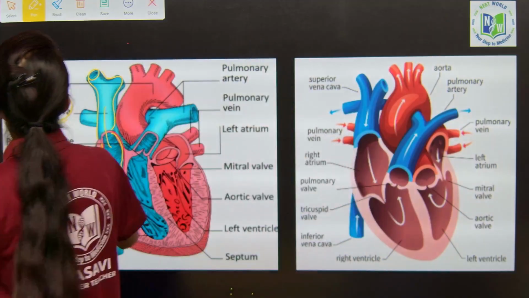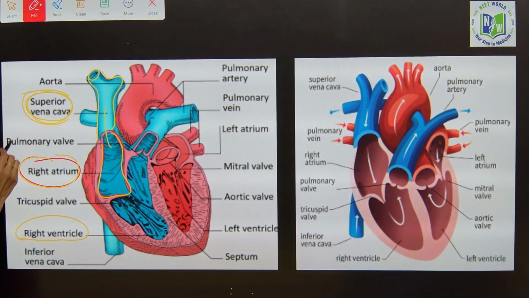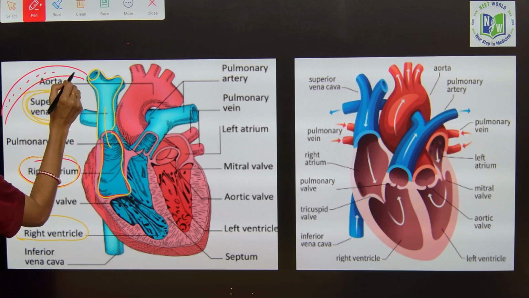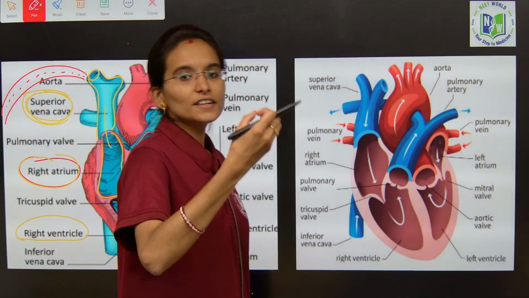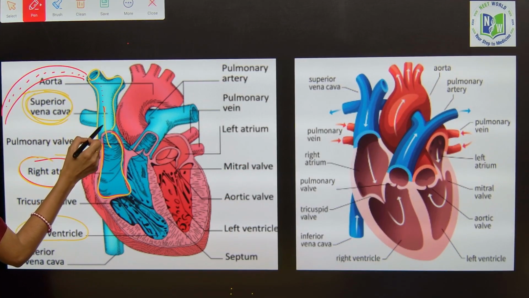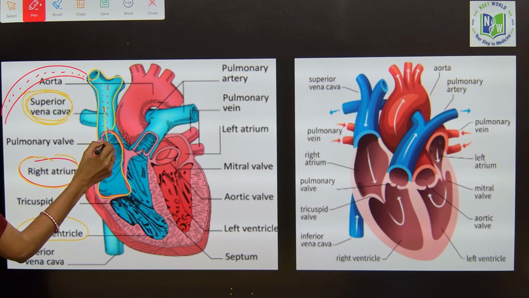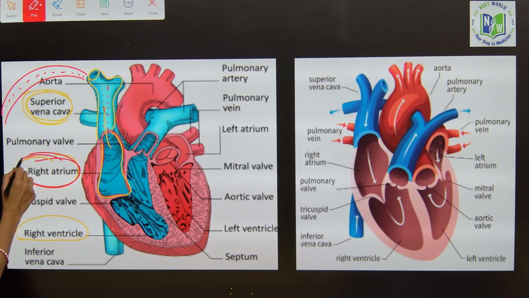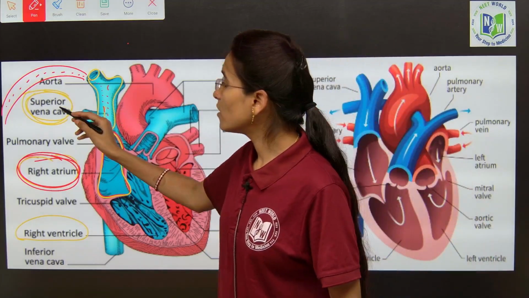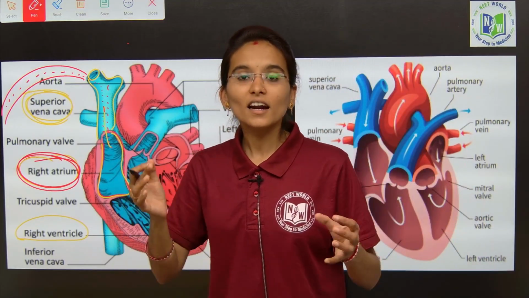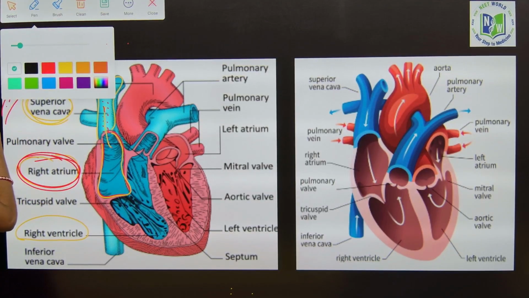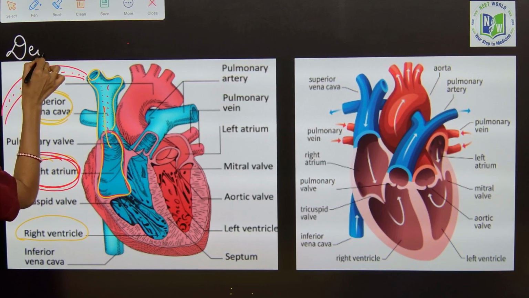Now everyone please look here, my dear students. The superior vena cava receives the blood from all the anterior portions. And next, from here it distributes the blood. It will give the blood to the right atrium. All the blood received by the superior vena cava from the anterior portions is deoxygenated, my dear students. So it is deoxygenated.